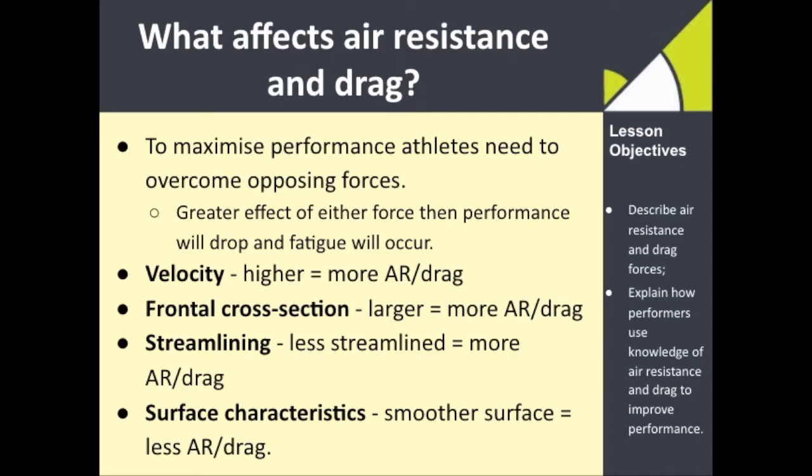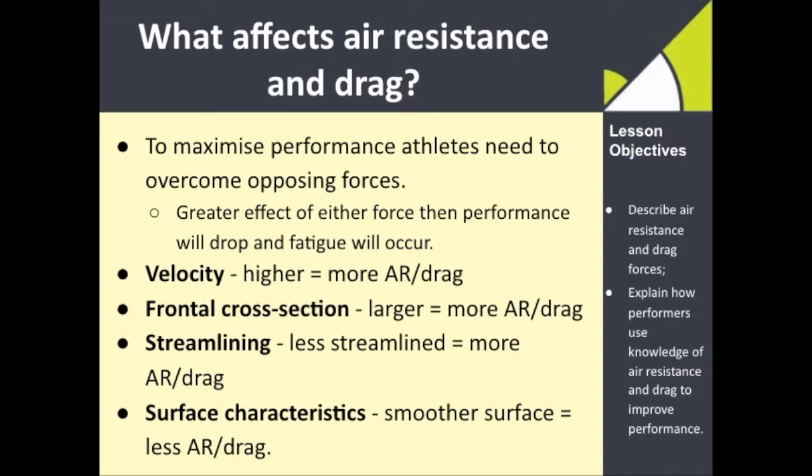Now, front cross-sectional area is the 2-dimensional shape an object would make as it moves forward. If you imagine you're stood in front of that cyclist or a downhill skier, the front cross-sectional area will be the outline of their body. The larger the outline of their body, the more air resistance or drag is caused. And conversely, the smaller the outline of their body, the less air resistance and drag.